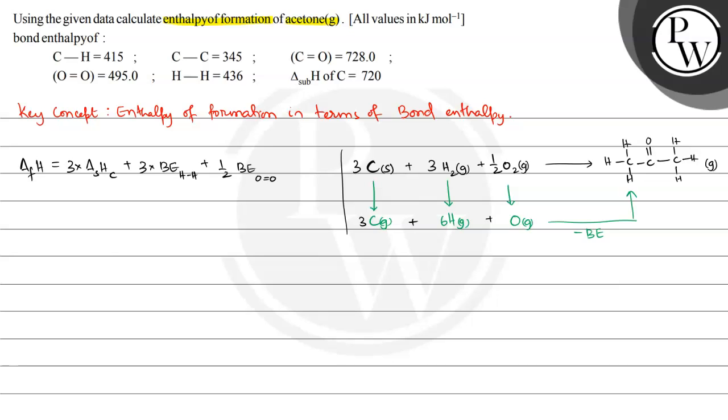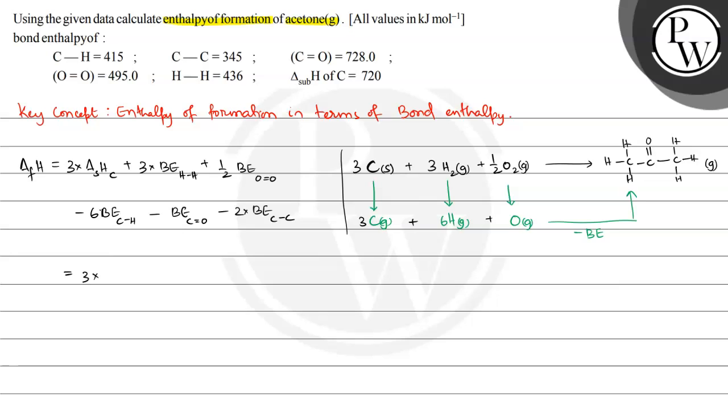Then the net bond enthalpy of CH3COCH3 is getting deducted. So minus of 6 single CH bonds. So 6 multiplied by bond enthalpy of C single bond H minus one C double bond O. So bond enthalpy of C double bond O, then 2 C single bond C are present. So minus 2 multiplied by bond enthalpy of C single bond C. So all these values are given to us.